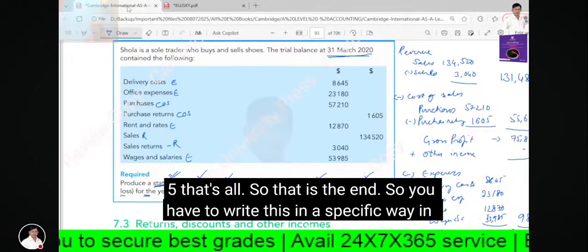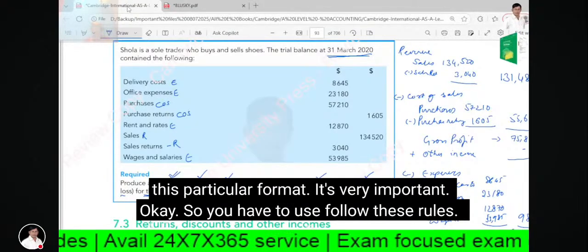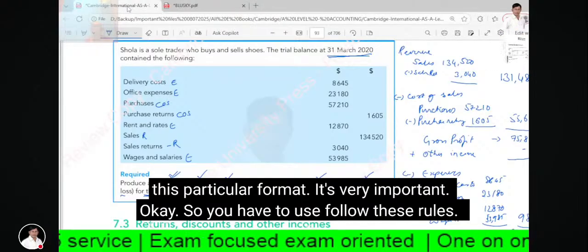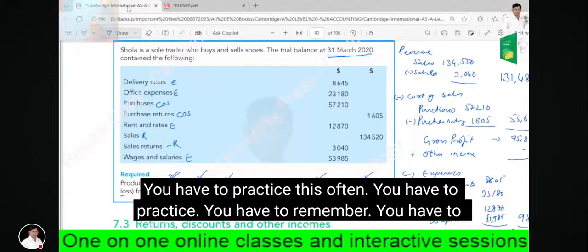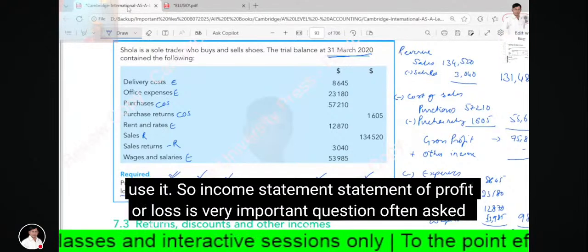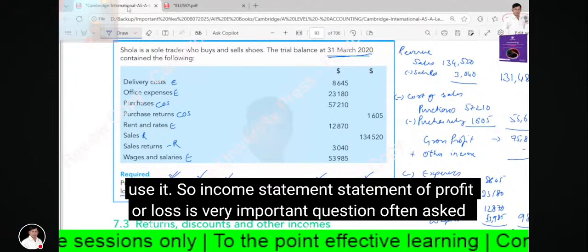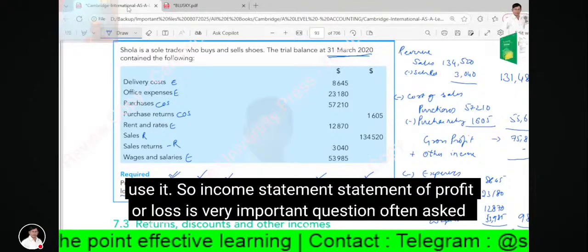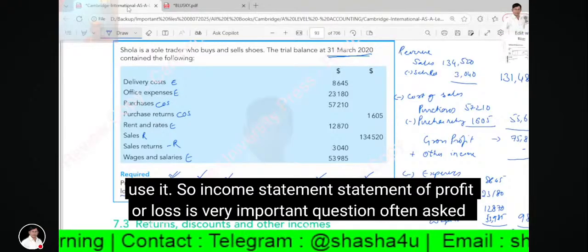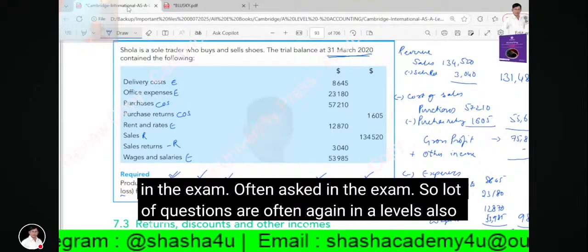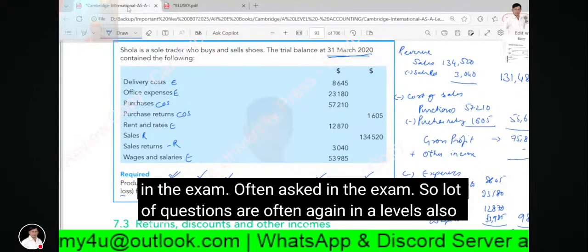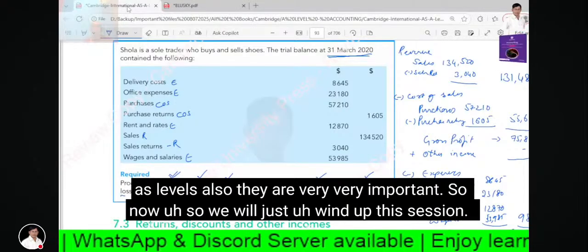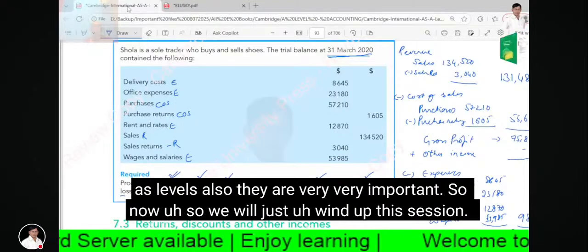So you have to write this in a specific way in this particular format. It's very important. So you have to follow these rules. You have to practice this often. You have to remember it. You have to use it. So income statement, statement of profit or loss, is a very important question, often asked in the exam. A lot of questions are often asked in A levels also, AS levels also. They are very, very important.